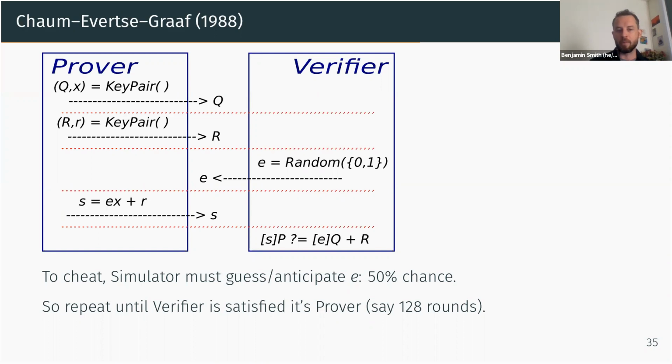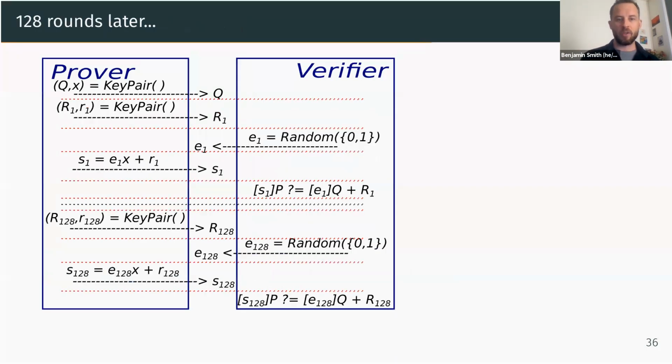So to cheat now, the simulator is going to have to guess what E you're going to choose, because remember, they can't generate R honestly or not here. They have to guess what your E is in advance. So if you just do this enough times that they can't have possibly guessed, like 128 rounds, and then, you know, they'll have broken AES before they guess, then you can be pretty sure that they are who they say they are. The problem is that that makes your protocol look like this.